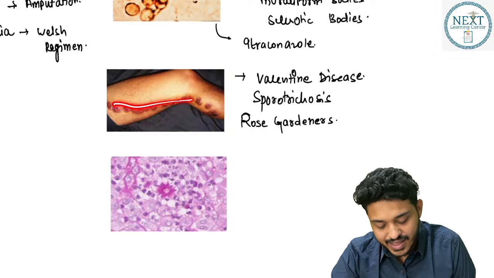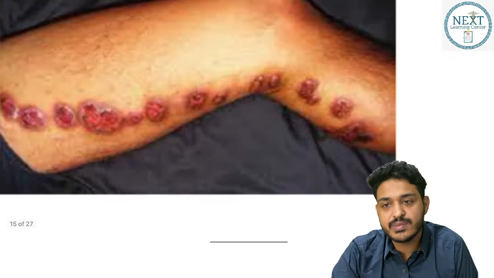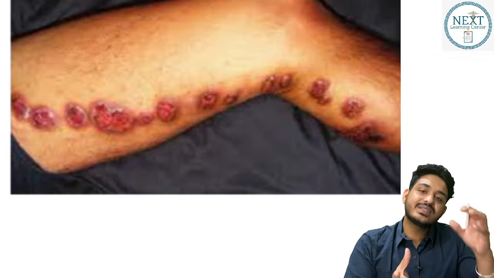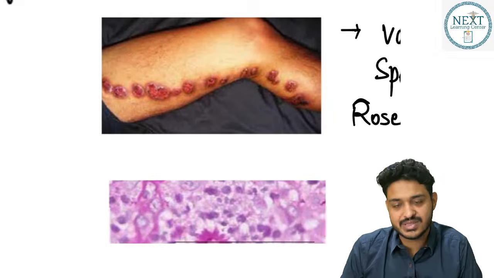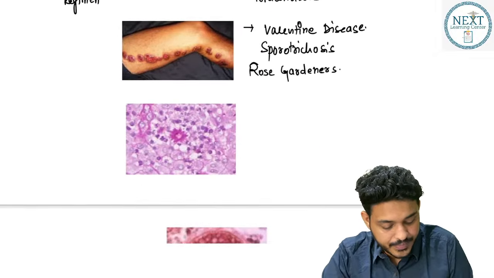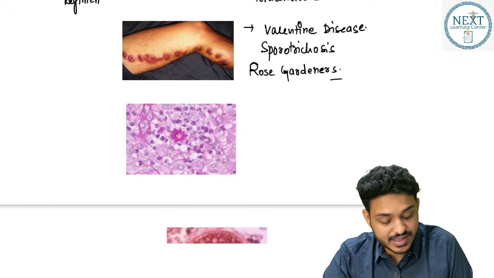It will look like this: there is the lymph node route, and over it the cutaneous skin manifestation. You will have nodulo-ulcerative lesions. Nodules means they are going to go deeper. Ulcer means they are going to involve the epidermis as well as the dermis, right? So this is known as Rose Gardener's disease. What else do we know about Rose Gardener's?